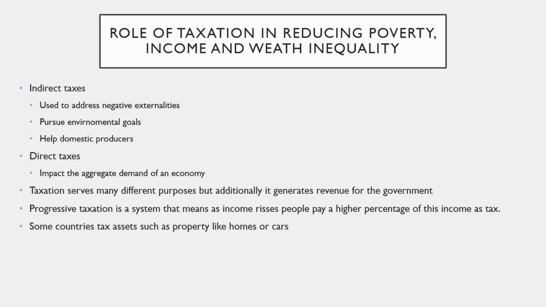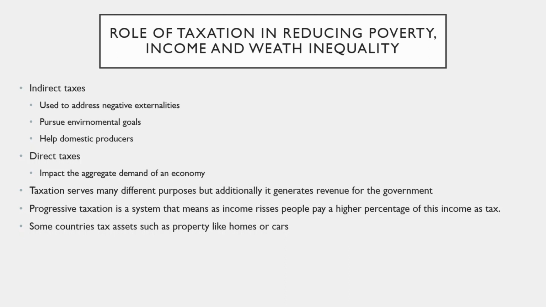The government does have a role in reducing poverty. They could do things like indirect taxes to address negative externalities, pursue environmental goals, help domestic producers. That's protectionism. They could do direct taxes on the wealthier class, which will impact aggregate demand. Taxes serve different purposes, but they can generate revenue for the government, which they can use for social programs.